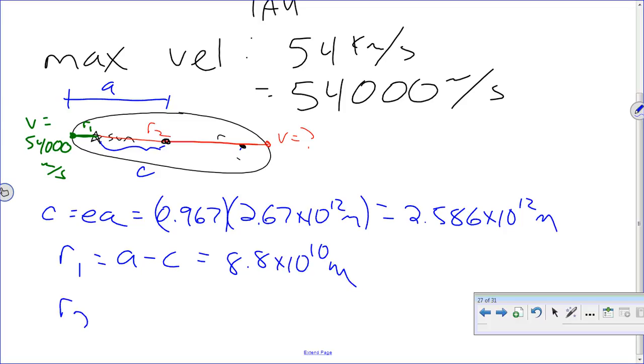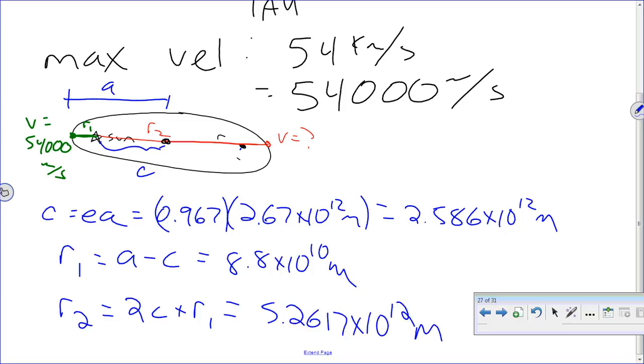And so then R2, how can I find R2? There's a couple of ways of doing it. You can do 2C plus R1. You can do 2A minus R1. So whatever makes the most sense. I like 2C plus R1. That works. So plus 2 times 2.586 times 10 to the 12 gives us 5.2617 times 10 to the 12 meters. All right.